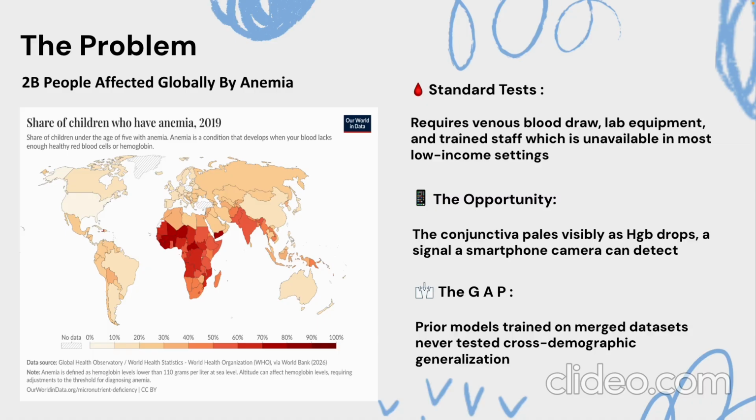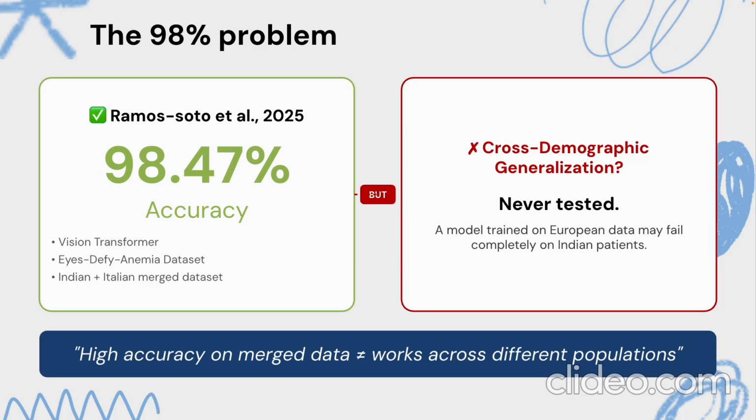The gap we are targeting is that prior models were never actually tested across different populations. The 98% problem. This is what motivated our project. Ramos Soto et al. reported 98.47% accuracy using Vision Transformer on the Eyes Defy Anemia dataset, which contains both Italian and Indian patients. An impressive number, but they merged both populations into one dataset and never asked, does this model actually work if you train on one population and test on another? That's the question nobody answered, and that's exactly what we set out to test.